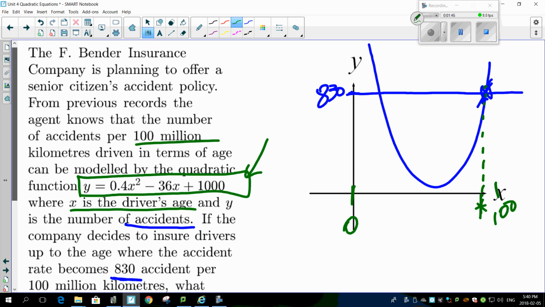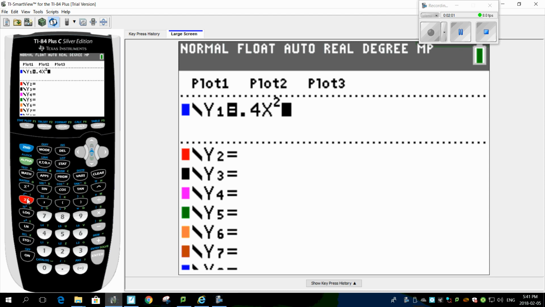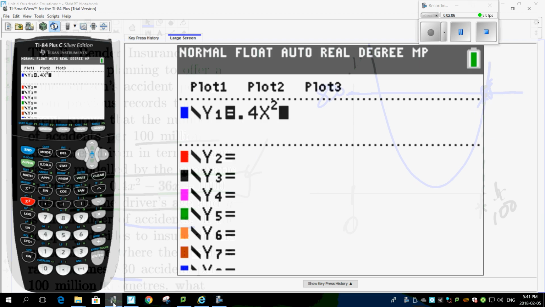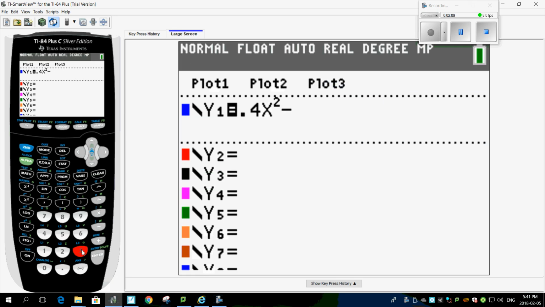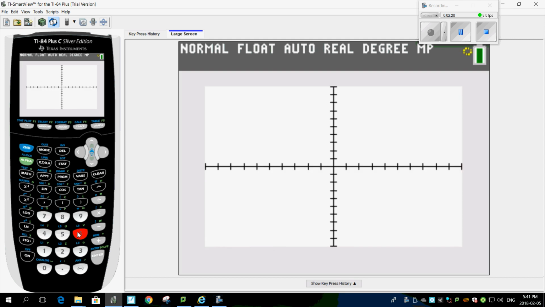Okay, best and easiest way, throw this on the calculator. So I'm going to put my first equation up there, 0.4x squared minus 36x plus 1,000. So 0.4x squared, minus 36x, plus 1,000. Okay, there it is. And if I graph this thing under Zoom standard, look what I got. I can't see a darn thing. So your windows are obviously too small.